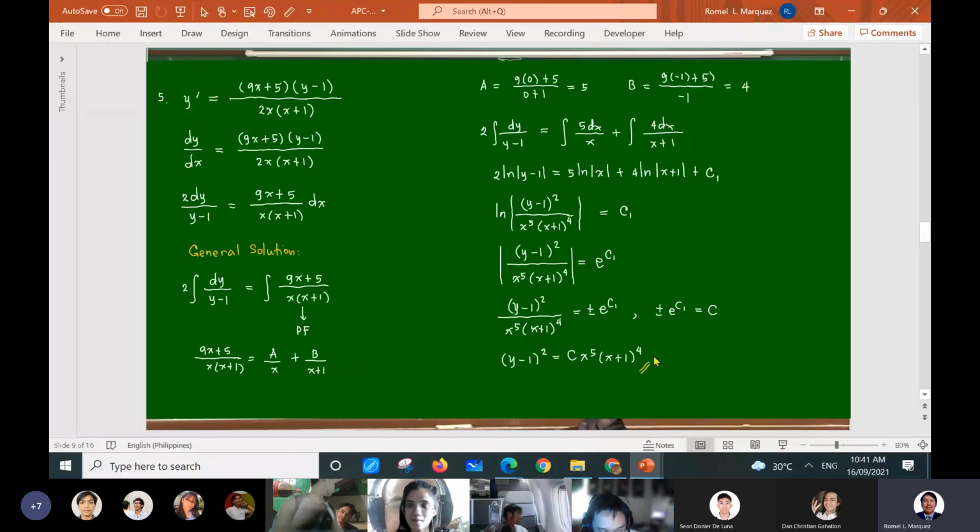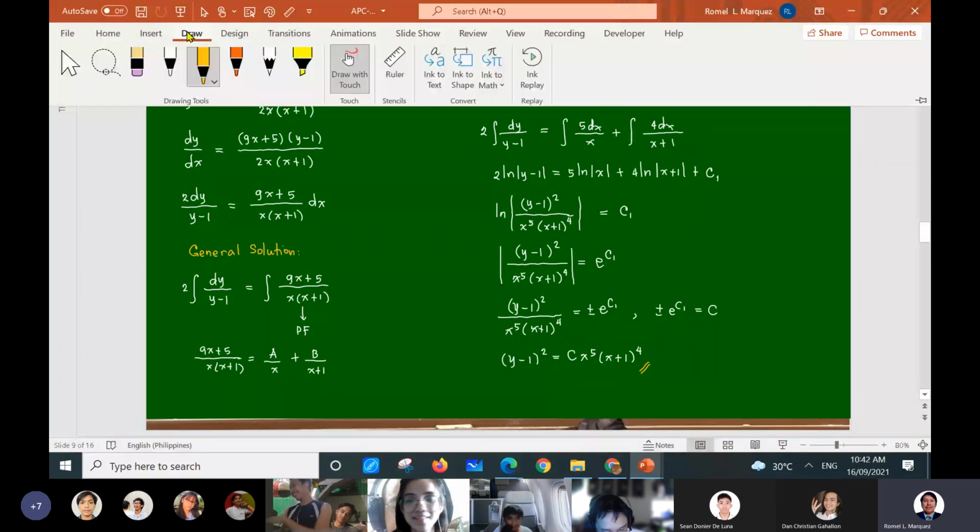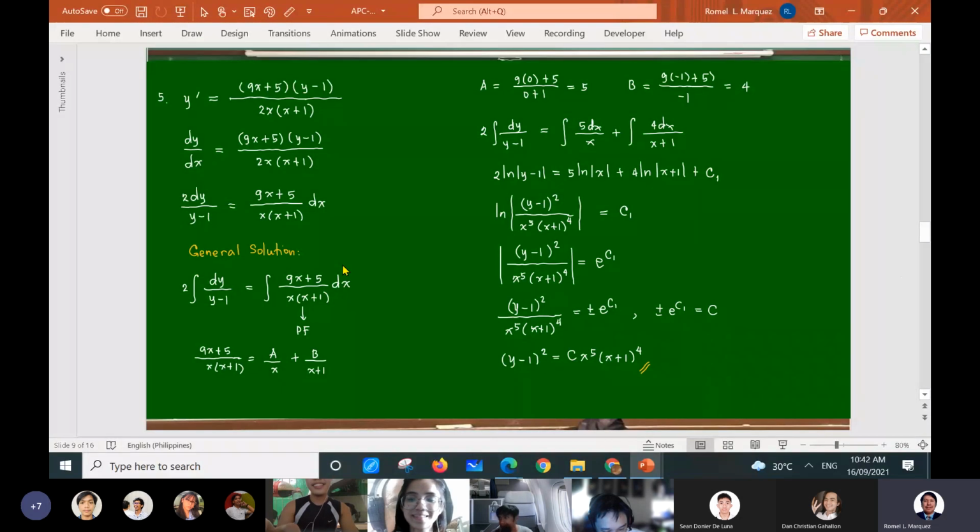Oh, that's it. Question, children? Sir, kailan po gumagamit ng yung A over x plus B over x plus 1? Which one? Yung nasa left side po. Pag we have a rational function that you cannot evaluate by basic integration formula, we apply integration by partial fraction.